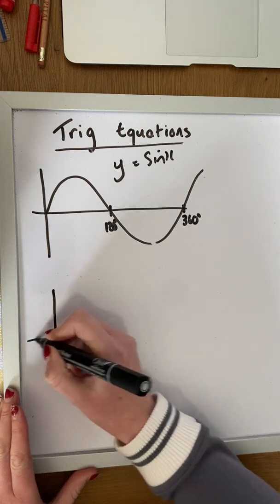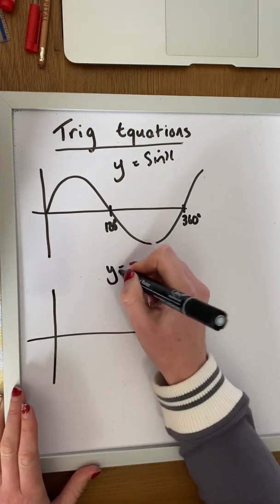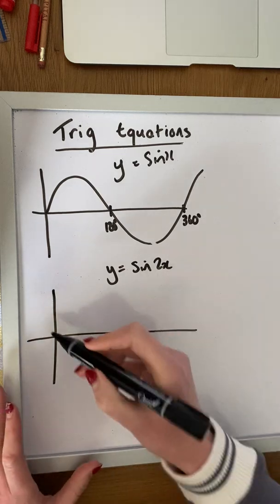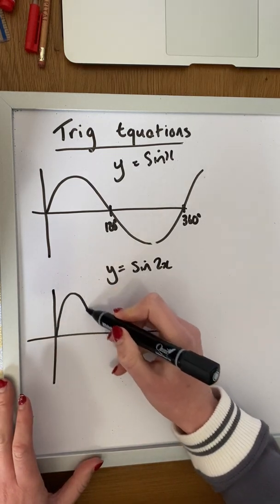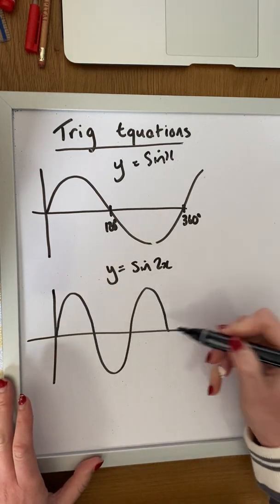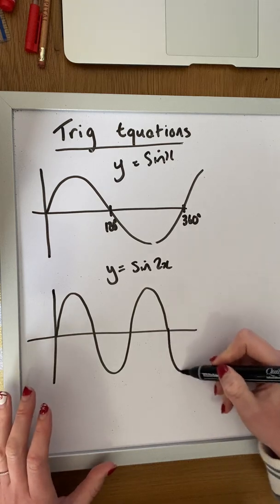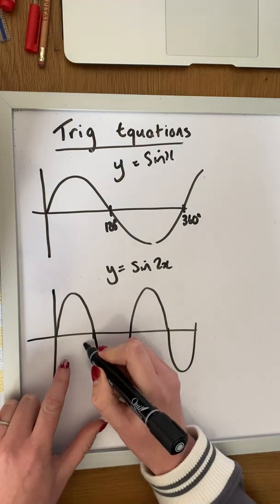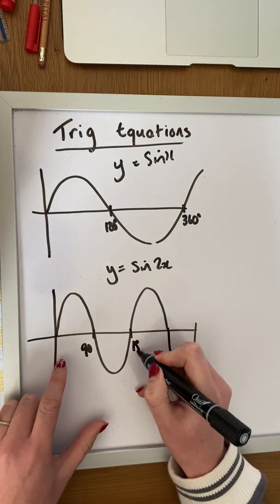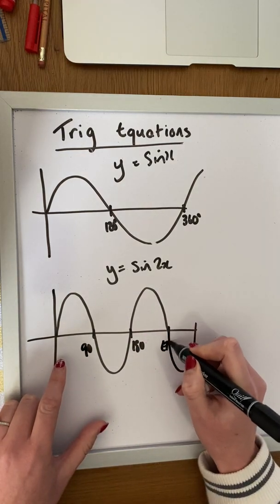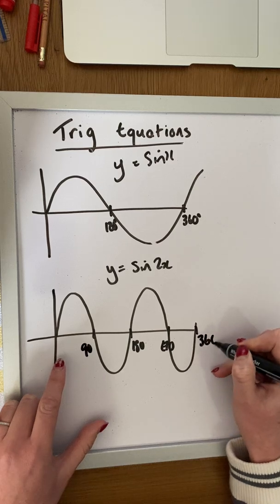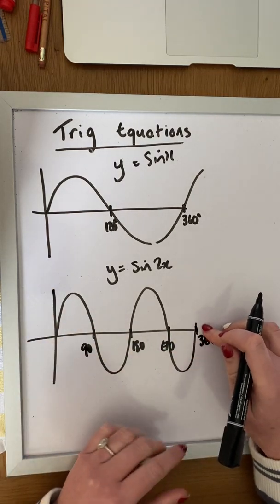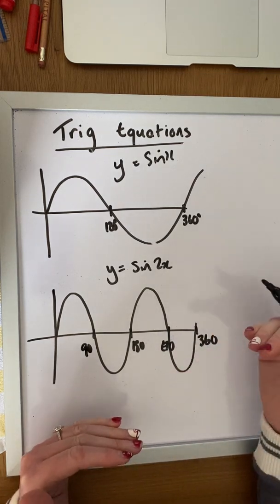When we are looking at, for example, y equals sine 2x, what happens with this graph is it doubles the number of repetitions between 0 and 360. So this time it'll cross the x-axis at 90, 180, 270 and 360. So it'll get back to its original point after 2 full rotations. This affects how we solve trig equations.